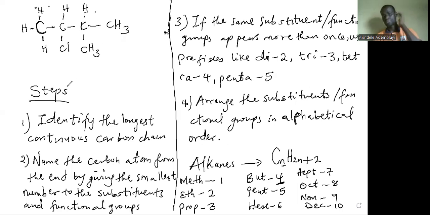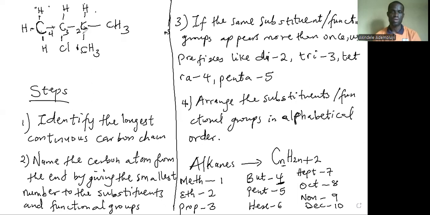Now, let's name this compound. Rule number 1: the longest continuous carbon chain. Let's get the longest chain. If you start counting from here, we have 1, 2, 3, 4. If you start from here, we have 1, 2, 3. If you start from here to the left, 1, 2, 3, 4. So the longest chain is 4. Look at it: 1, 2, 3, 4. This gives us 4.